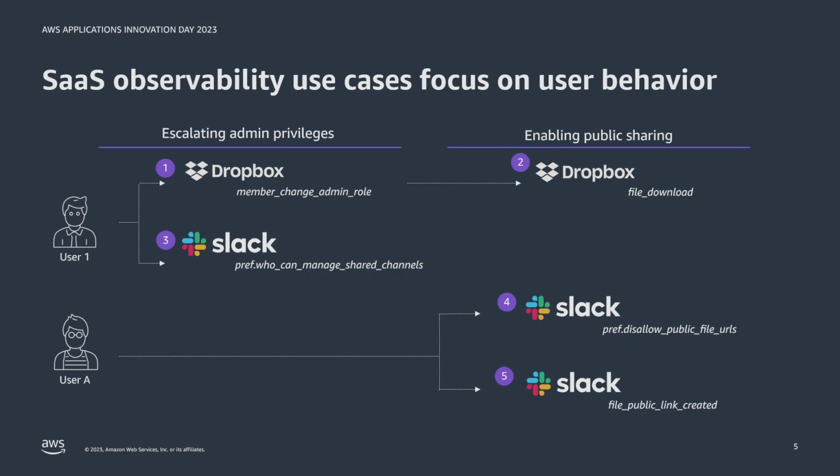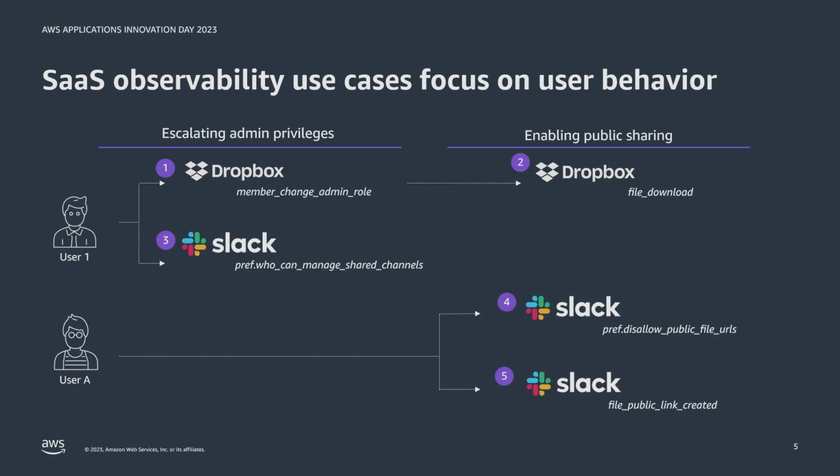Around the same time, user 1, who's also an administrator of the Slack app, changes the list of users who are authorized or have permission to share content externally on Slack channels. They add user A as one of those users who has the permission to share content externally. And indeed, immediately after, user A creates a link that allows them to share a file externally, outside of the company, on Slack.